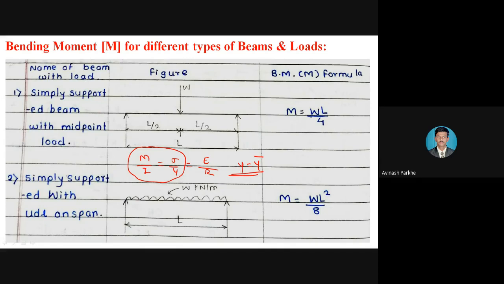Most of the time, for the bending stress calculation, we have to use the first combination only, M upon I is equal to sigma upon Y. This E upon R is sometimes also useful for some calculations, but most of the time these first two combinations are very important. So in this formula, I we can calculate.